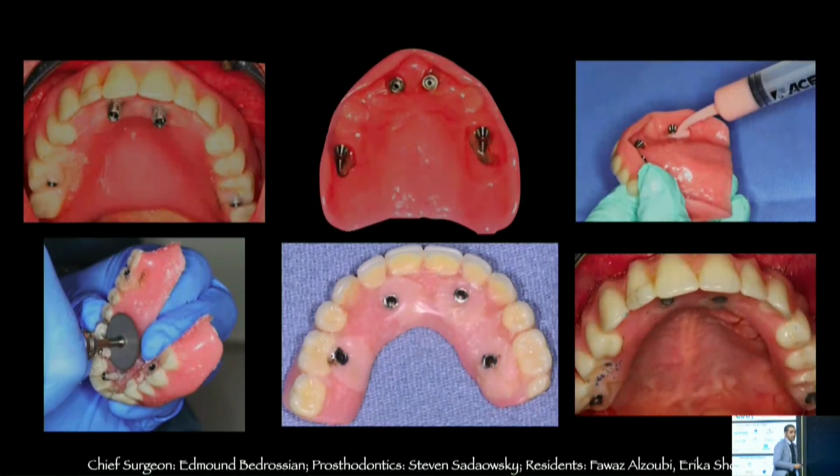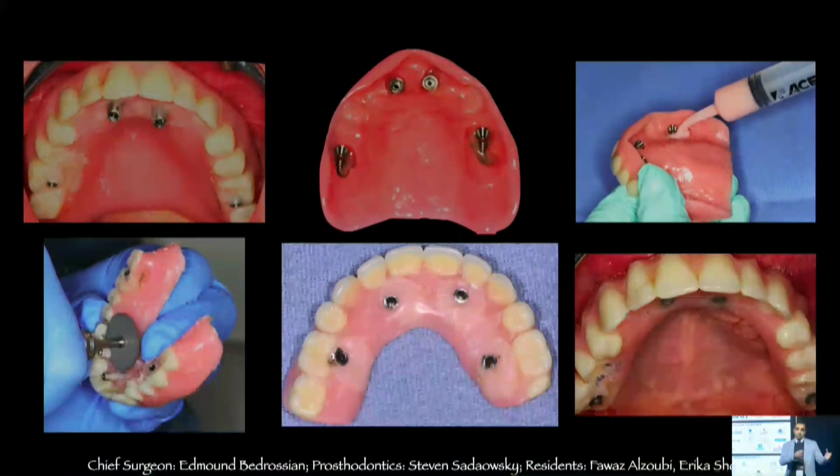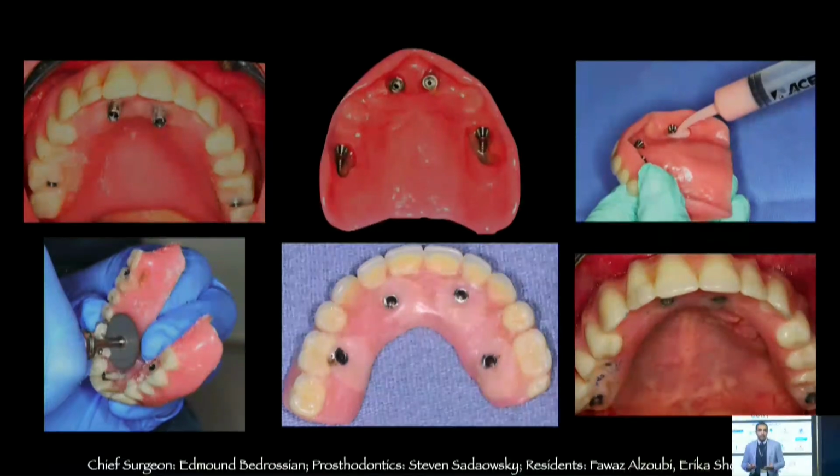Personally, I've always believed that immediate loading for the full arch cases is a wonderful service that we can provide for our patients, given that we respect certain criteria. So if you are immediately loading those cases, we are simply converting a removable prosthesis into a fixed prosthesis. Now, for those of us who do this, we do realize that it is a lengthy process. It is very messy as well, but it does result in very good outcomes.